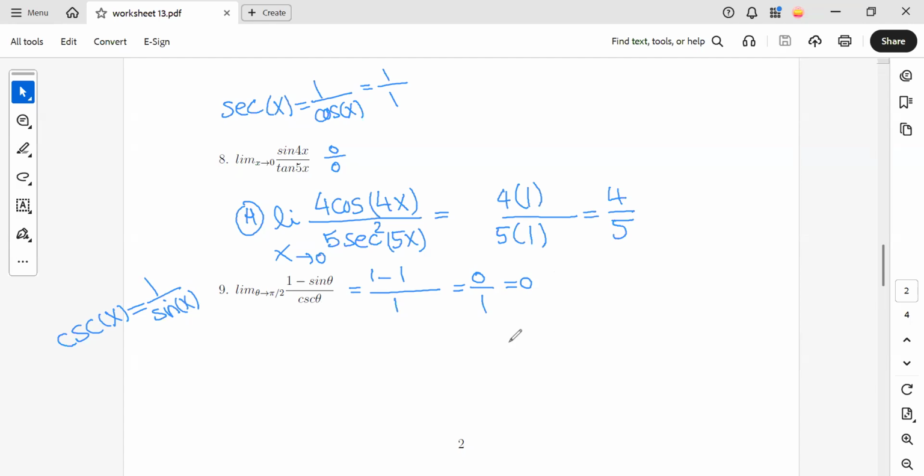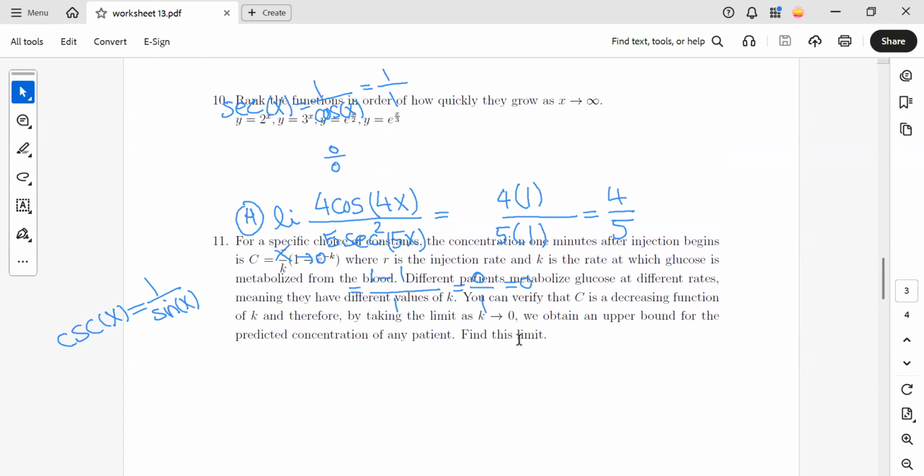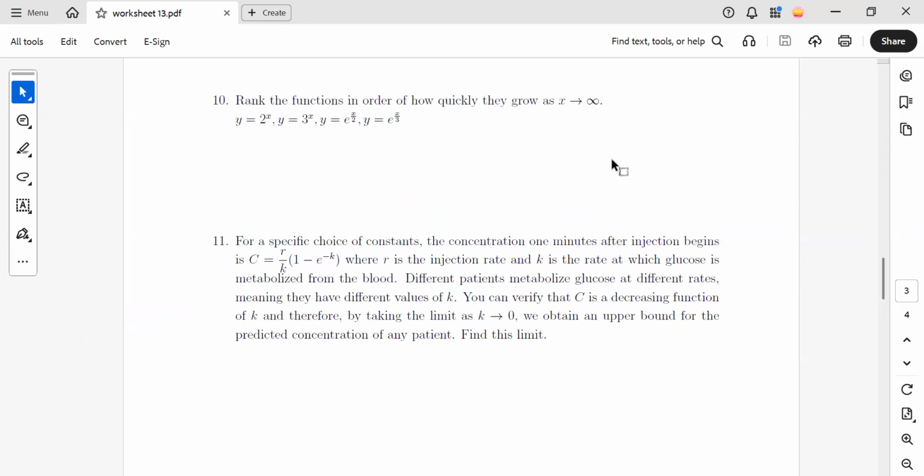Next one, number 10. Rank the functions in order of how quickly they grow as x approaches infinity. There are a couple of ways that you can approach this, but sometimes it is easier if we write the functions in a form that we can decide between them.